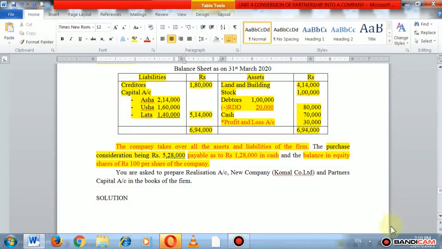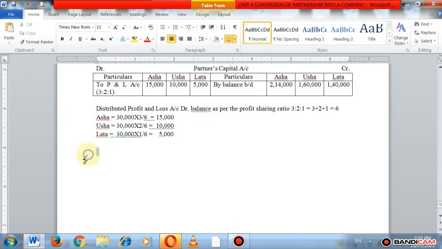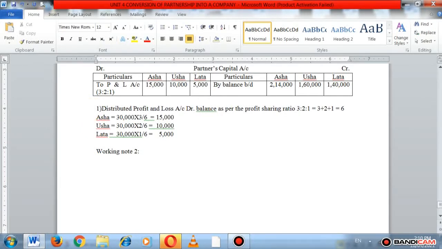So first of all, here the information is given, the purchase consideration amount is payable in the form of 1,28,000 rupees in cash and remaining balance in equity shares. So first of all, we have to prepare a working note. Okay, working note number second.